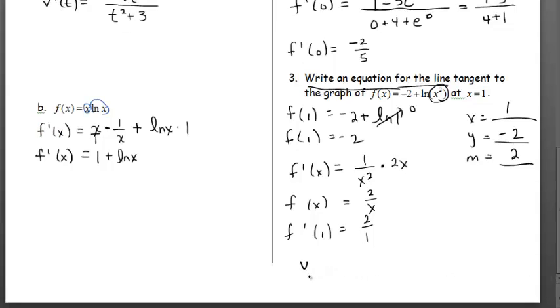All right, easy enough. y plus 2 equals 2 times quantity x minus 1. Okay, that reviewed the natural log function.